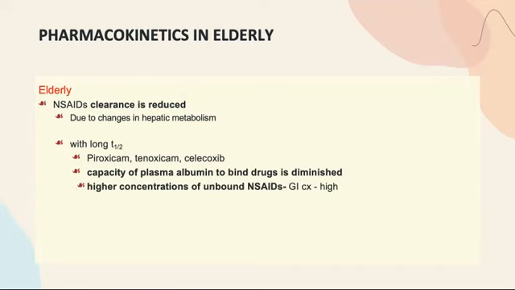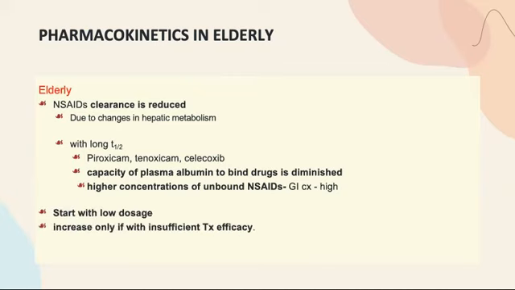And this then gives the elderly a higher susceptibility to GI complications because of an elevation in total or free NSAID concentrations. So with elderly patients, we should initially give NSAIDs at a low dose and increase the dose only if the therapeutic efficacy is not sufficient.